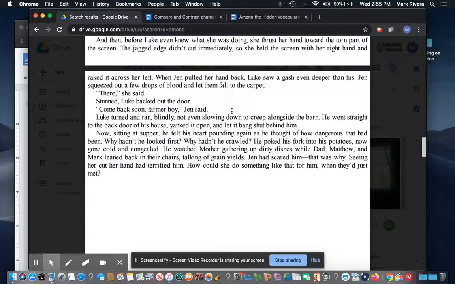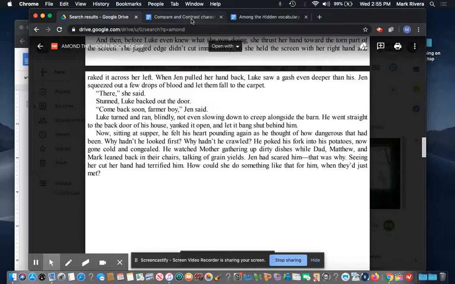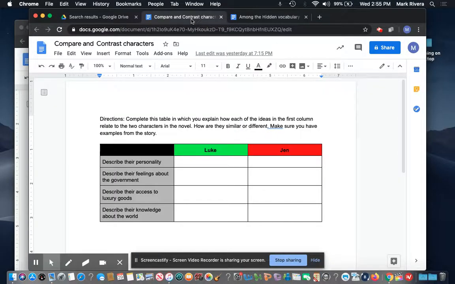Okay, so now what I want you guys to do today is you're going to be filling out a compare and contrast character sheet. Okay, so one side is Luke, the other side is Jen. You're going to focus here on their personality, here on thoughts about the government, here on their access to nice things, and here about their knowledge of the world. Okay, so Luke's section, Jen's section. Okay, all right, get to it.